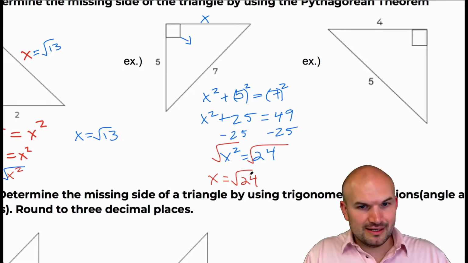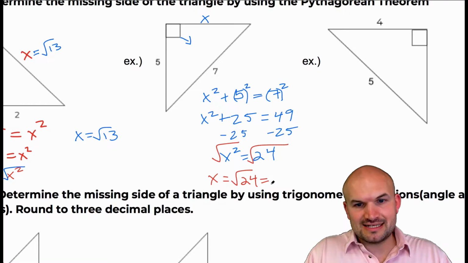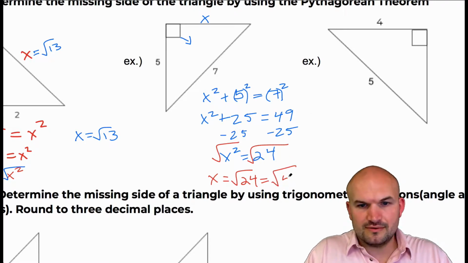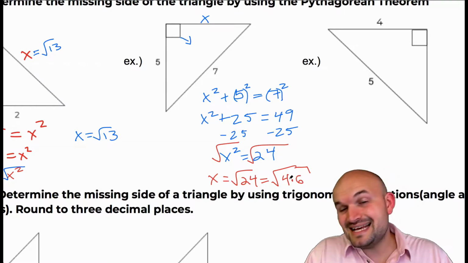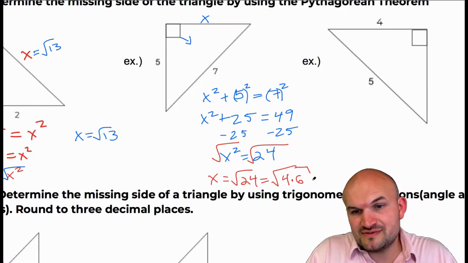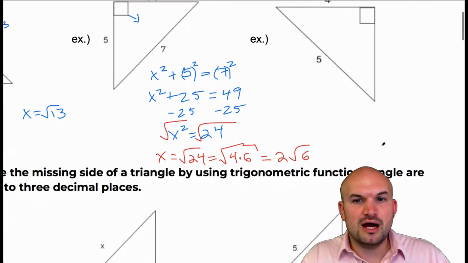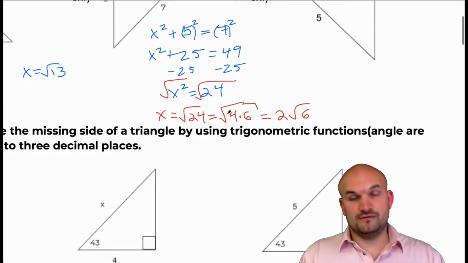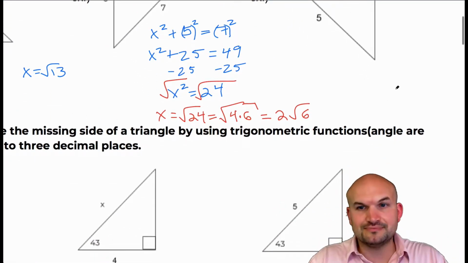can be simplified because I could rewrite that as the product of 4 times 6. And I can take the square root of 4, but I can't take the square root of 6, so I could also rewrite this answer as 2 radical 6. Okay, so just make sure you're aware of all of those different notations for that.